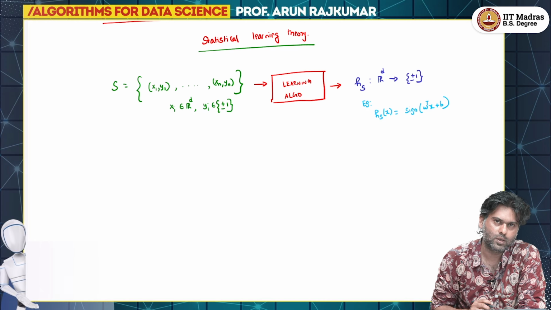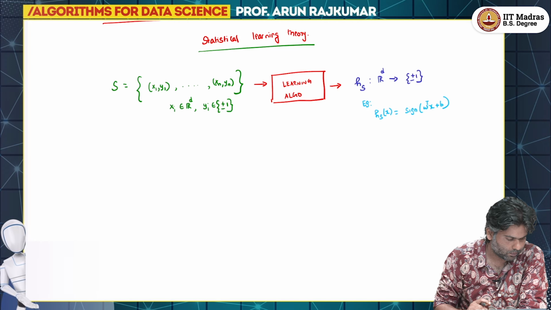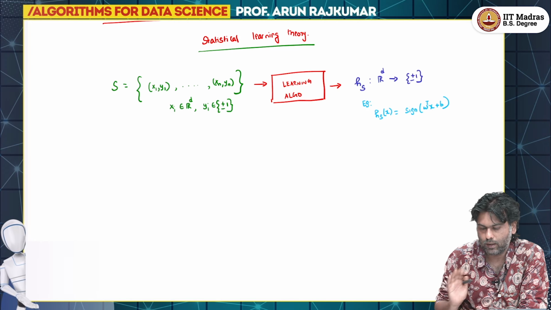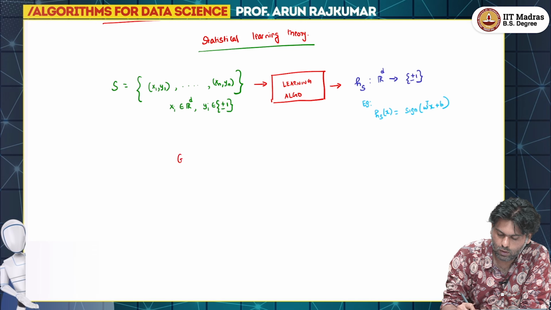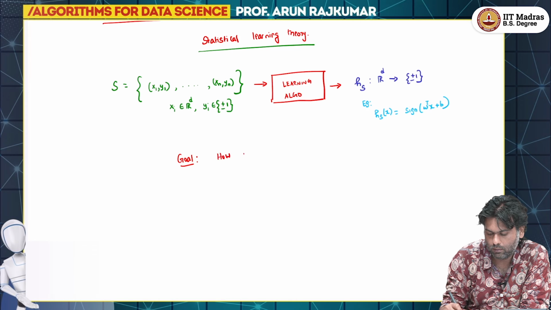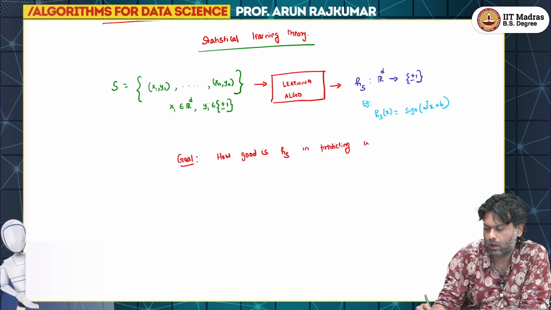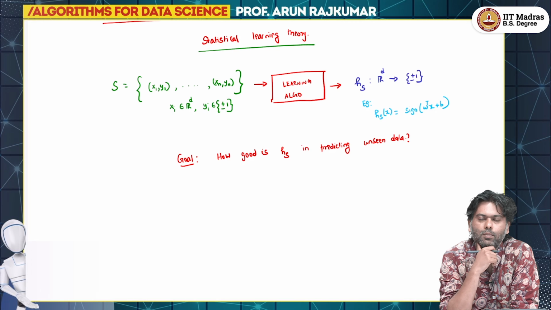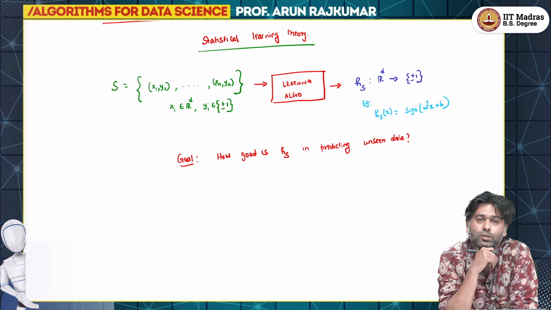So we'll abstract all that out and say that h_S is just a function that maps R^d to plus or minus 1. Now, we want to understand the bigger goal, right? So the goal of all of statistical learning theory is to ask how good is h_S in predicting unseen data. And that's a very tricky question to ask, right? Because we have learned h_S from our data, which is S, which is just a bunch of examples with labels, and we want h_S to do well on the test data, which we have not seen so far.